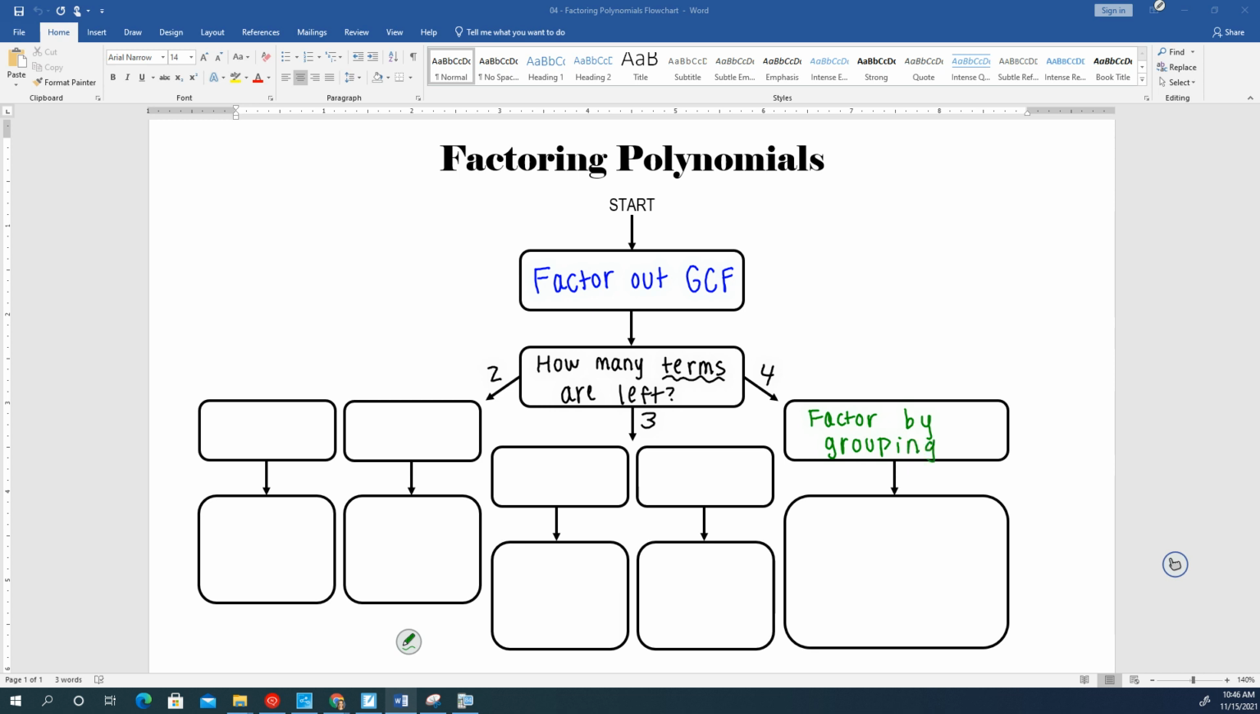Factor by grouping when there's 4 terms. Okay, so here's a quick example of factor by grouping. It's going to look a little weird because I'm going to throw in an expression with 4 terms with a bunch of letters. So let's say I have ax squared plus ax plus bx plus b.